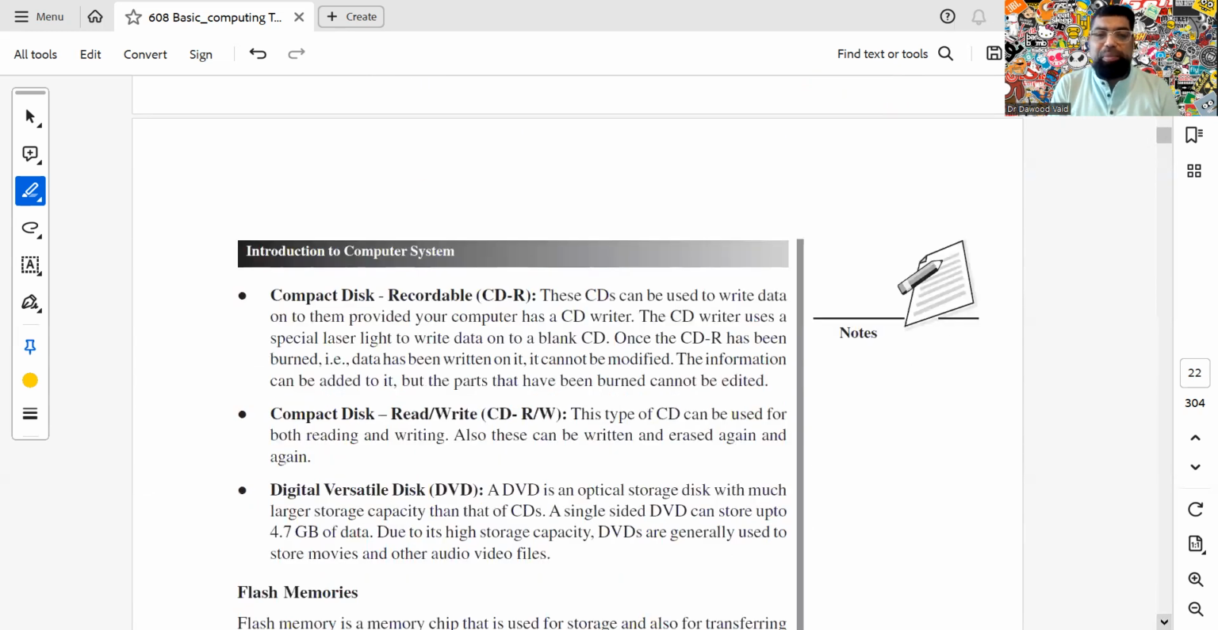We used to have a lot of movies coming on CDs. This is recordable. This is erasable. We used to have entire lectures, tapes, on a CD. It was perhaps one of the best collections we had until the whole world changed. There's also a DVD. DVDs used to have movies on them because the capacity of a DVD is higher than a CD. A single DVD could have almost close to 4.7 GB of data. That is why you used to have high definition movies on DVDs.